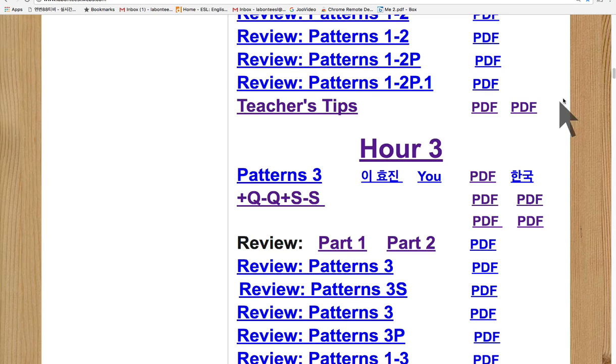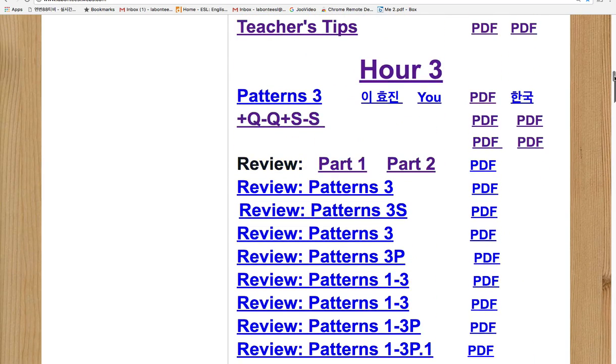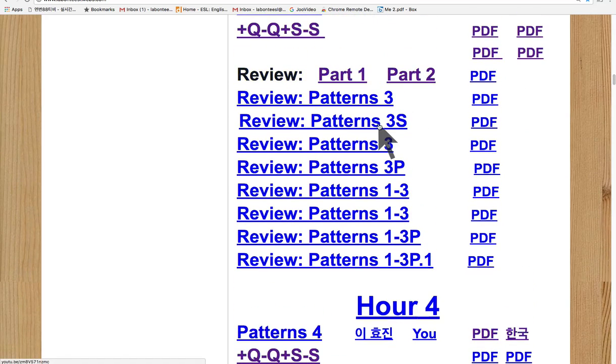Homework. Homework is, well, this here at the beginning is always the introduction to the patterns, but you're doing that with them in class. These are review sections for them, as you see here. They each have 200 questions. This is the PDF of whatever is said in this review. They're all YouTube videos. If it says 3P, it's only questions regarding the photos that we learned in this lesson.